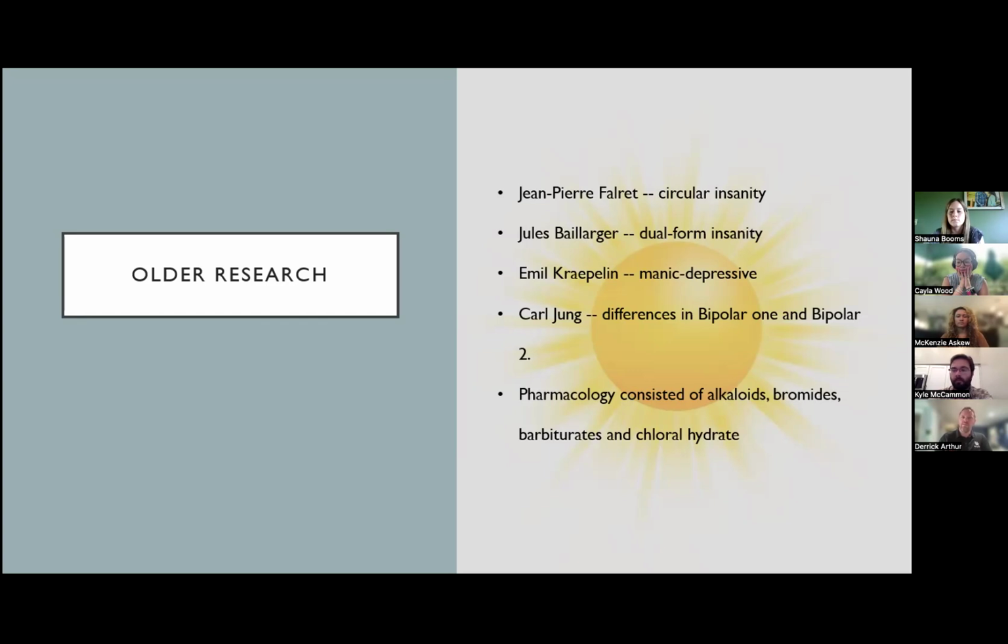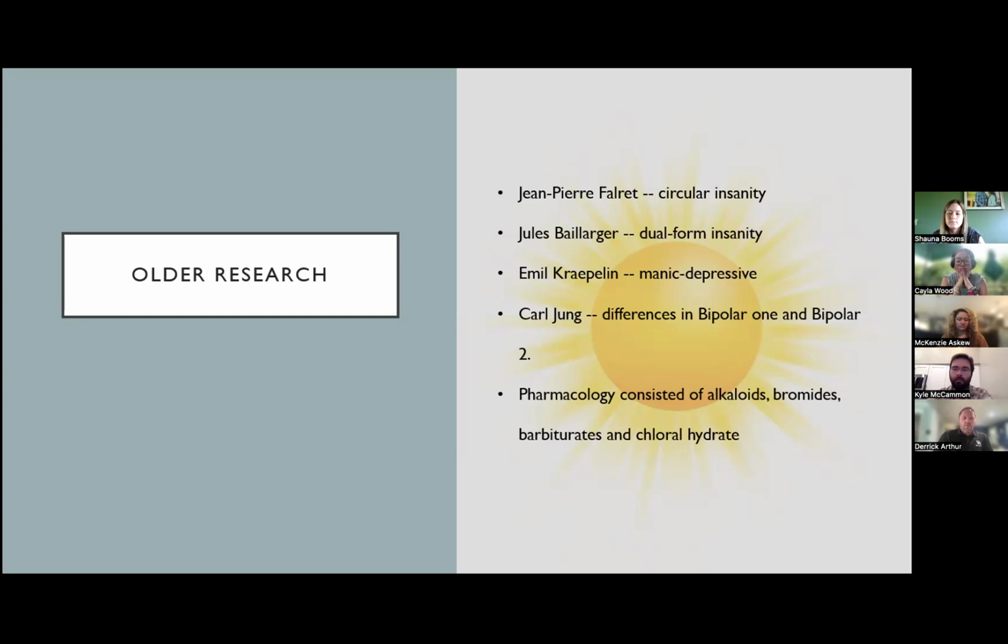But around the same time, Jules Baillarger, I'm going to butcher these names, described dual-form insanity, where he was talking about both sides going on, not necessarily in a circle, but just seeing both sides. Later on, through more research and study, Emil Kraepelin came up with the term manic depressive, which we used until fairly recently; they phased it out for the newer DSM-5.